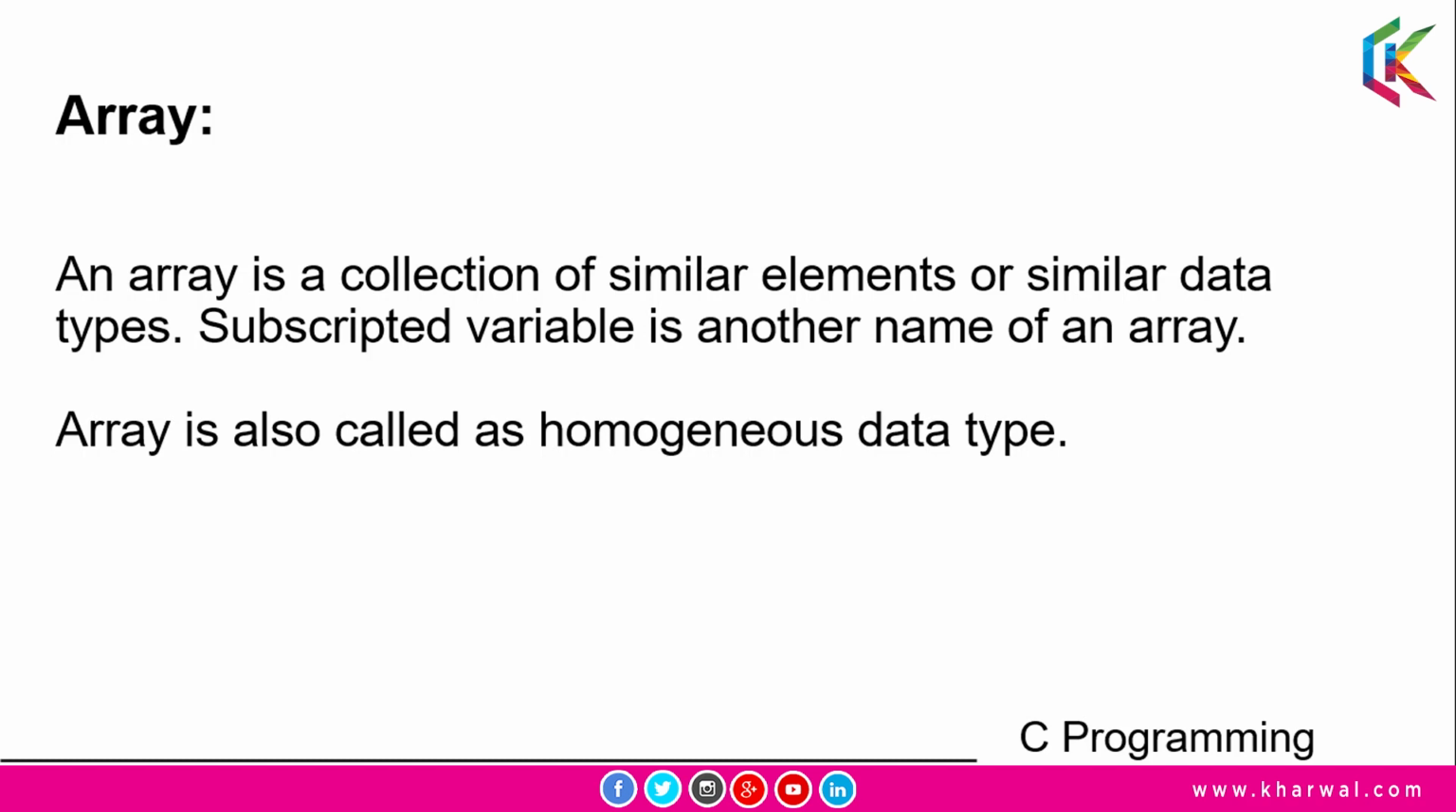So these similar elements could be all integers or all floats or all characters, but usually an array of characters is known as a string, whereas an array of integers or floats is called simply an array. And remember that all elements of a given array must be of the same type. We cannot have an array of 10 numbers of which 5 are integers and 5 are floats.